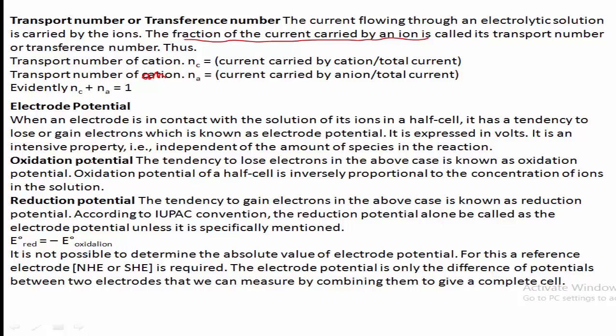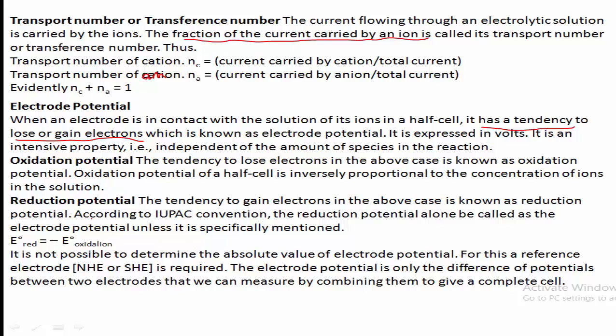Then we can find two types of potential: one is oxidation potential and another is reduction potential. As mentioned, electrode potential is the tendency to lose or gain electrons, and based on whether it loses or gains electrons, we have classified them into two types. The oxidation potential is the tendency to lose electrons. The oxidation potential of a half cell is inversely proportional to the concentration of ions in the solution. So as the concentration of ions increases, oxidation potential decreases, and as the concentration of ions decreases, oxidation potential increases.